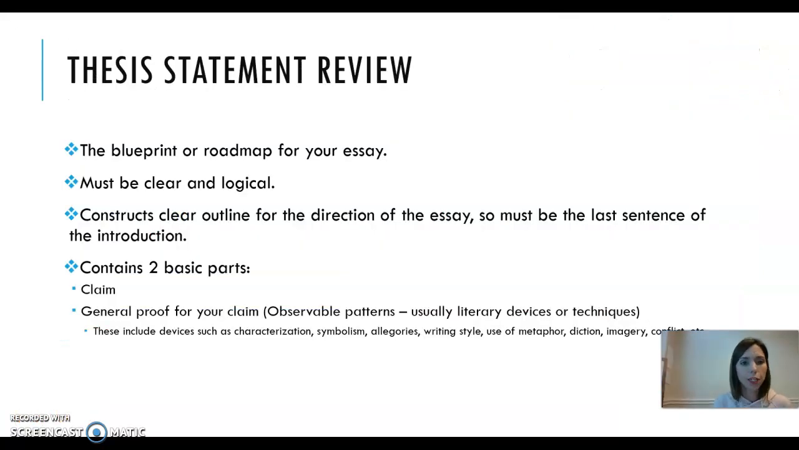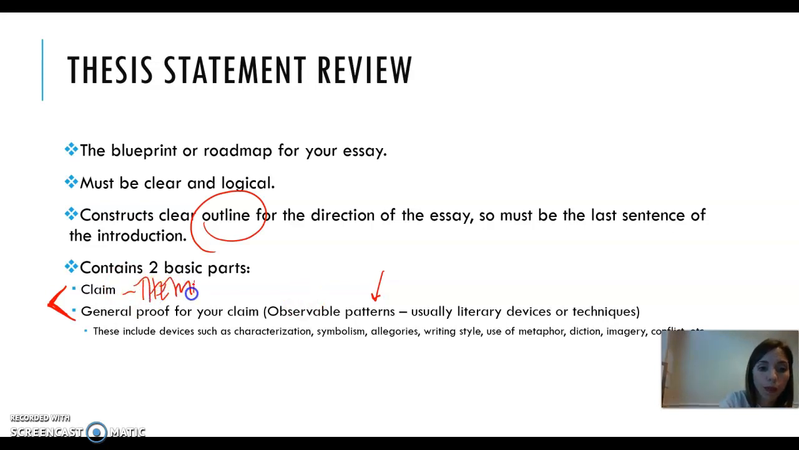Okay, the thesis statement is the blueprint for your essay, right? It's a roadmap. It tells you where it's going. It's going to be clear and logical. It's an outline for your essay. And then again, these are kind of in reverse of the order that I just showed you on the other slide, right? What is the observation? What are the patterns? What is the symbolism that you're going to talk about? What is the character change? What are the motifs? And then the claim part is your theme. Conveys what? Portrays what? Highlights what?